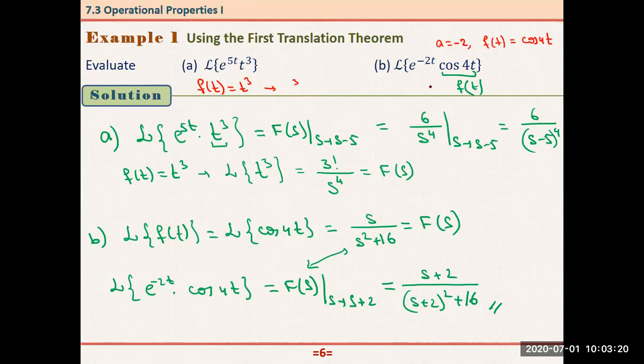Now, because of this, the answer will be equal to F of s, where instead of s you substitute s plus 2, because a equals negative 2. S minus a is s minus minus 2, so that's equal to s plus 2 over s plus 2 squared plus 16.